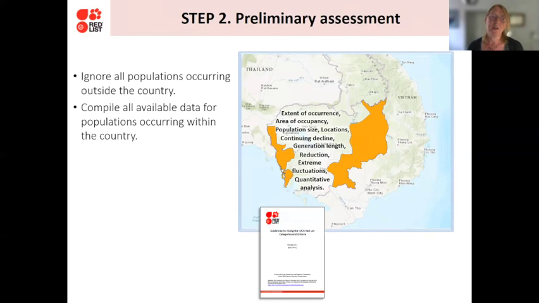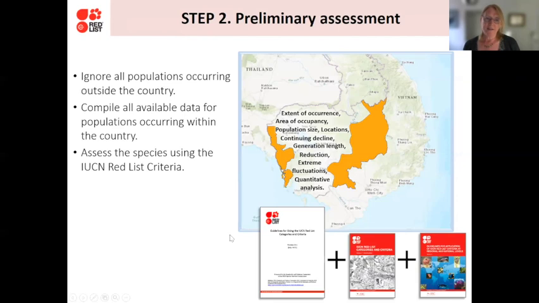So for this process, you're going to have to compile all available data for populations occurring within, for example, Cambodia. And you're looking for data that will tell you what is the extent of occurrence and area of occupancy of that species within Cambodia. What is the population size? What are the trends? What are the threats affecting that species? You'll need that to be able to determine number of locations. What is the generation length, which you will need to determine the reduction in population over time? Are there extreme fluctuations? Are there data for quantitative analysis, for probability of extinction? All of these are key terms that are used in the global Red List categories and criteria, and you will need to refer to the Red List guidelines document to help you to pull that information together and to calculate these parameters in an appropriate way.